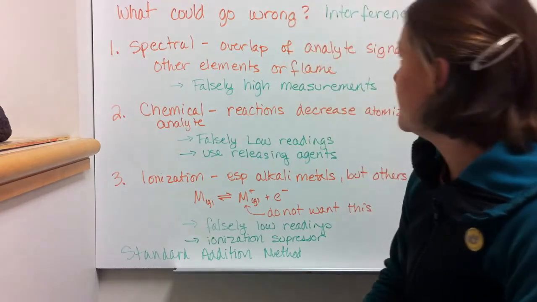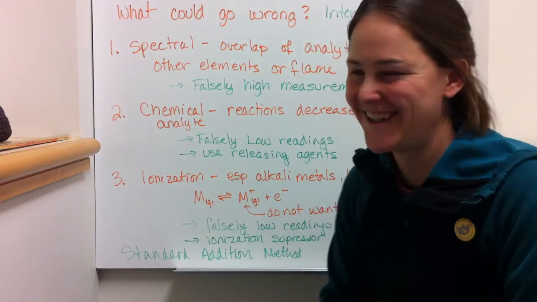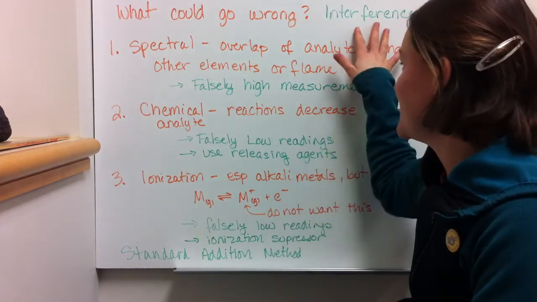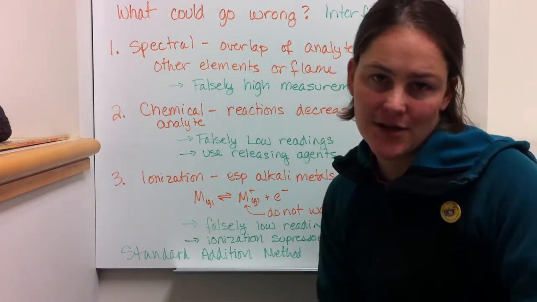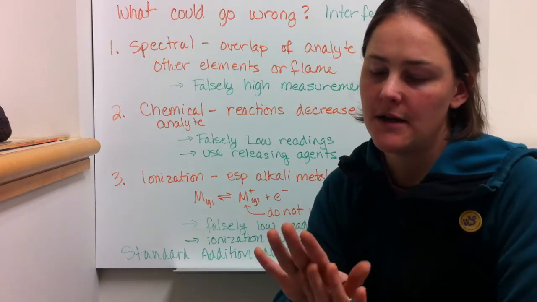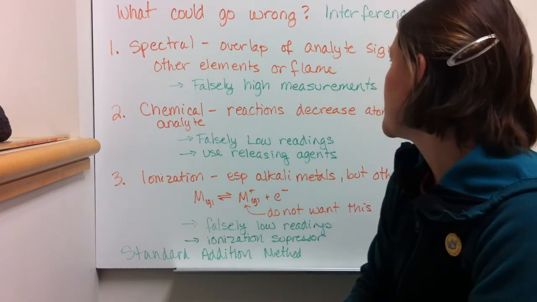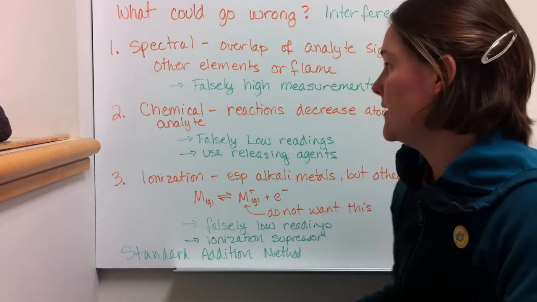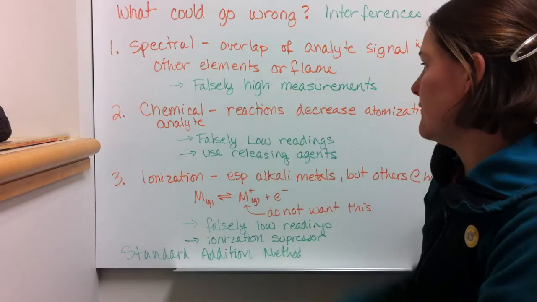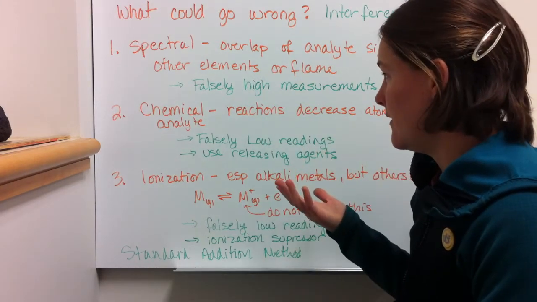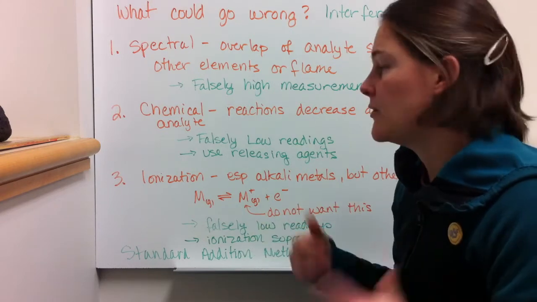So let's talk briefly about what can go wrong. And what can go wrong basically with this type of measurement is interferences. And so those come in 3 flavors. So you can have spectral interferences where you have overlap of emission lines or absorption by other elements that are in your sample or by the flame. So this would usually result in falsely high measurements. So you're going to measure that there's more of your element of interest in the sample than there actually is.